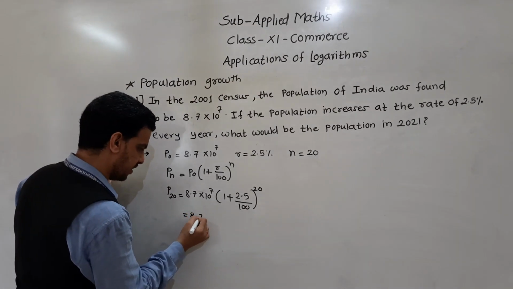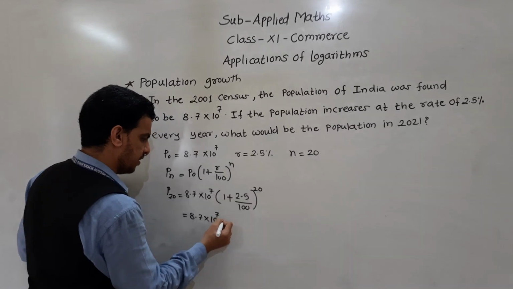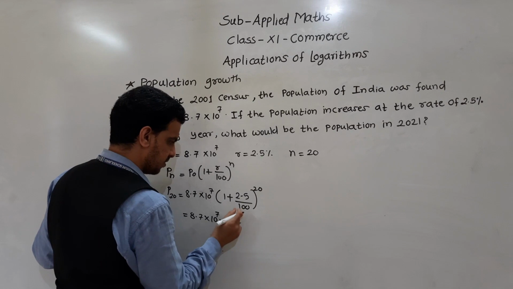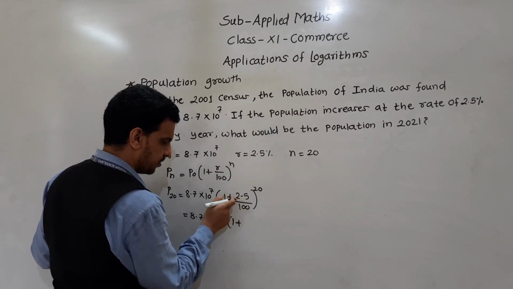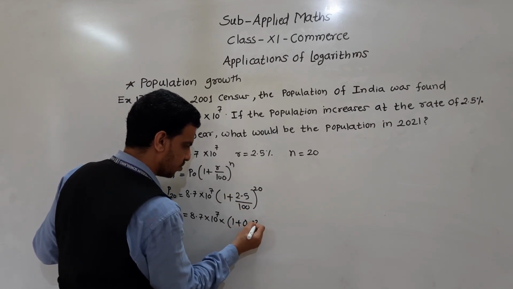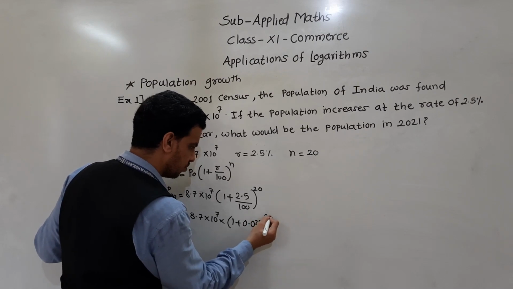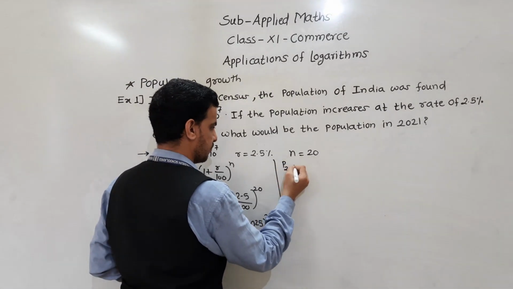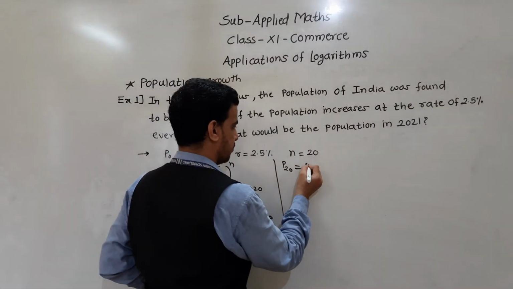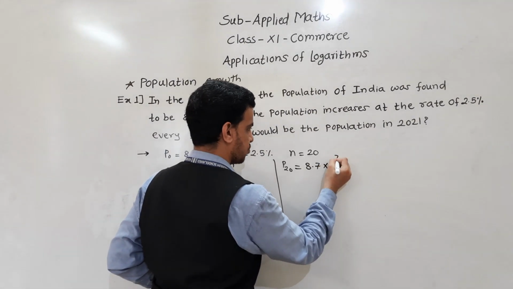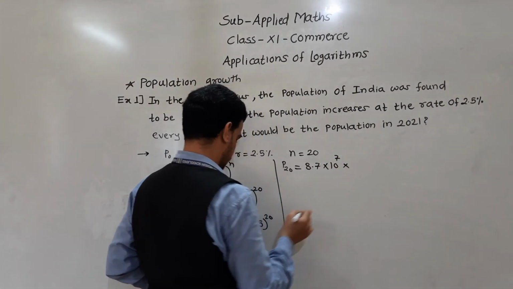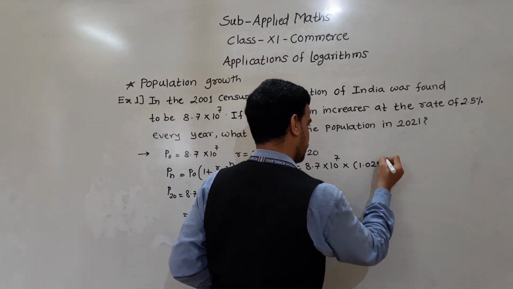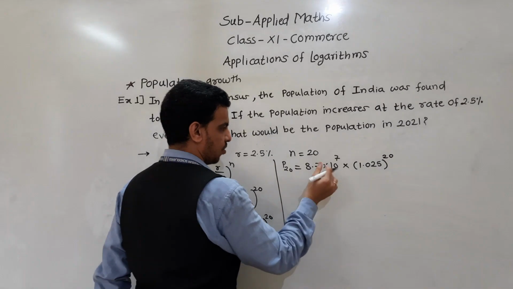So 8.7 into 10 raised to 7 into, if we simplify this, it is 1 plus, decimal point shifted 2 places, 0.025, raised to 20. So P20 is equal to 8.7 into 10 raised to 7 into 1.025 raised to 20. Now take a log on both sides.